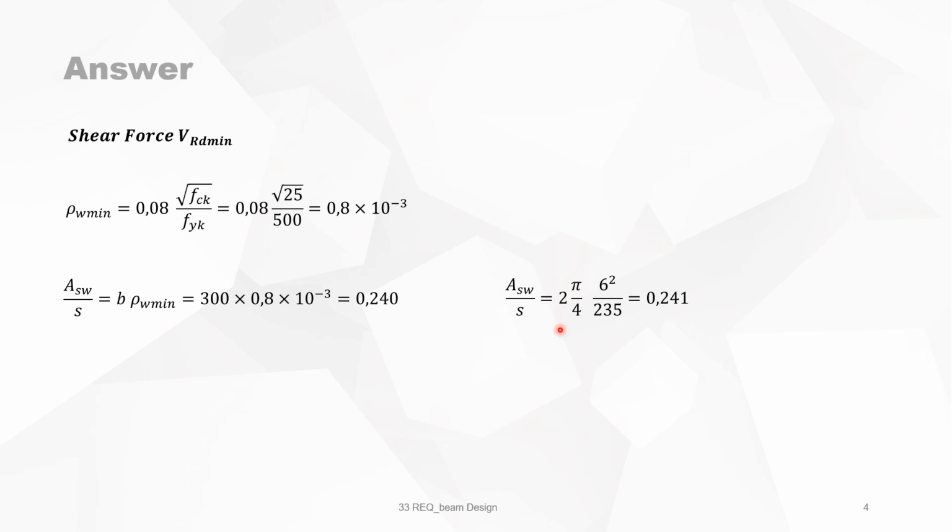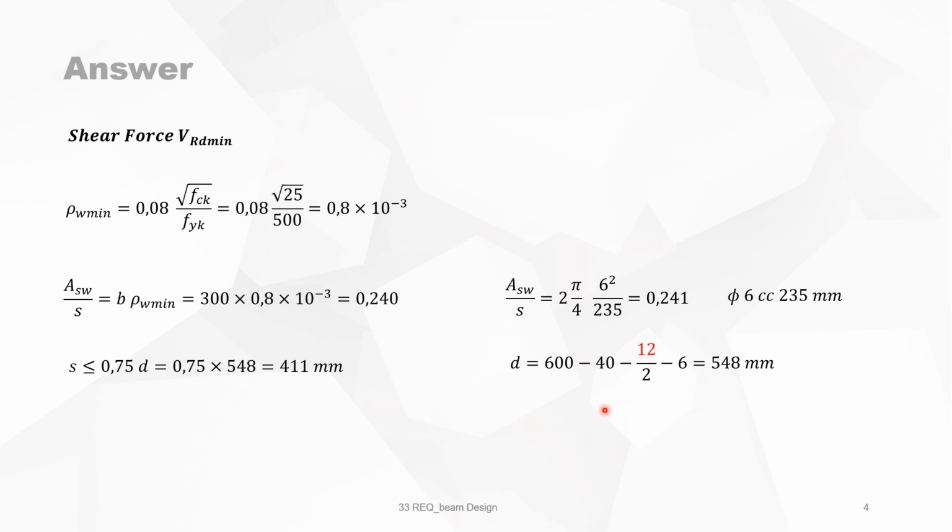When you take a stirrup with two legs of diameter 6 at the spacing of 235, we have 0.241. So it will be okay. Now we will first check if this center-to-center placing of the stirrups is not too large. For that, we know that the distance center-to-center must be smaller than 0.75 d, which means that s must be smaller than 411 millimeters. So this is okay because we are at 235.